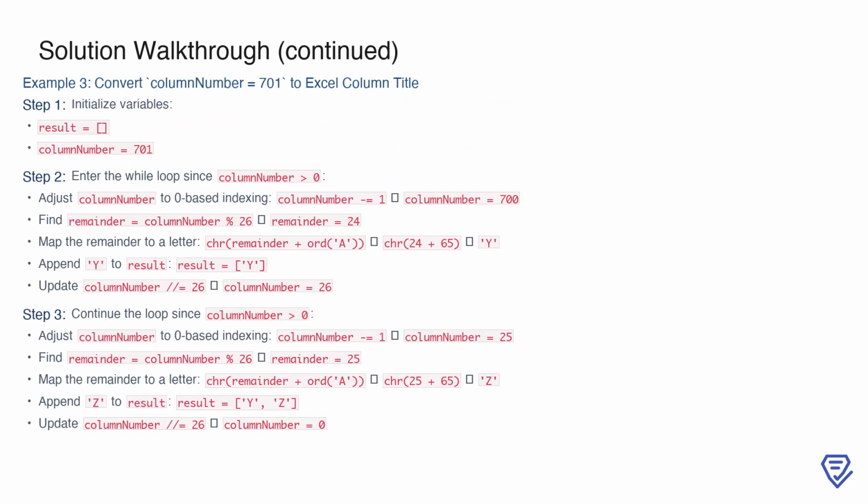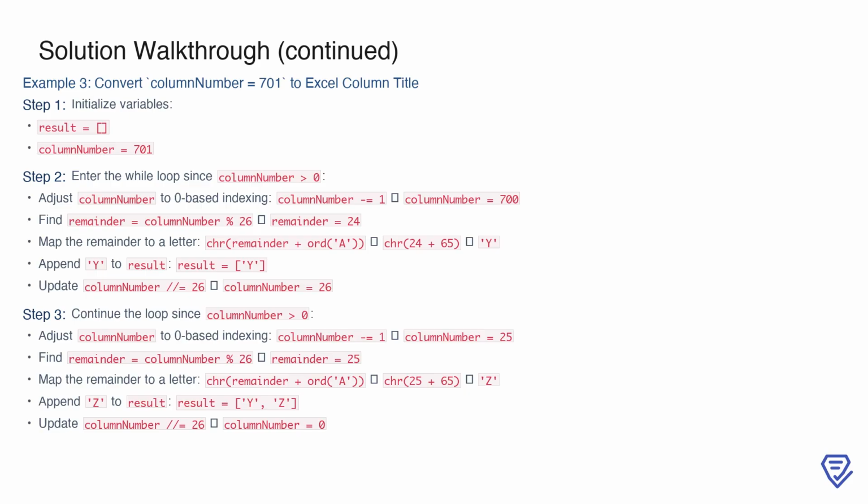For the third example, we start with column number equal to 701. Again, we initialize result as an empty list and enter the while loop since column number is greater than 0. First, we adjust column number to 0-based indexing by subtracting 1, which gives us 700. Then, we calculate the remainder of 700 divided by 26, which is 24. This remainder corresponds to the letter Y, so we append Y to the result list. After that, we update column number by performing integer division by 26, reducing it to 26.